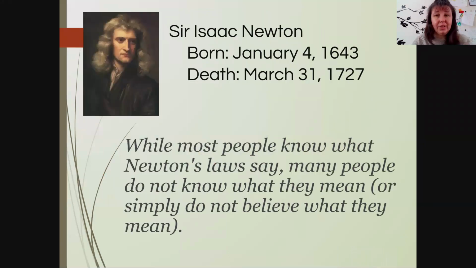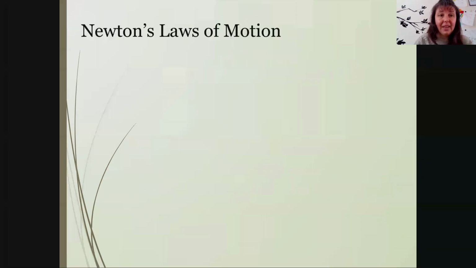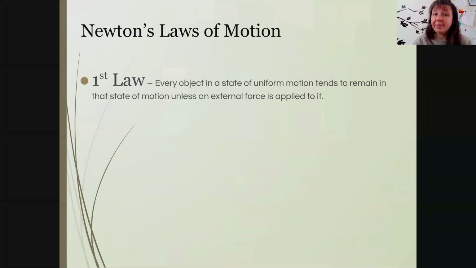Sir Isaac Newton was a great scientific mind in the 1600s into the 1700s, and he also lived a very long life, and he influenced a great deal of physics and our understanding of the world. The laws of motion are something that are universal, therefore I can base them on anything and measure accordingly to them. And so without further ado, the first law: every object in a state of uniform motion will remain in a state of motion unless an external force is applied to it.